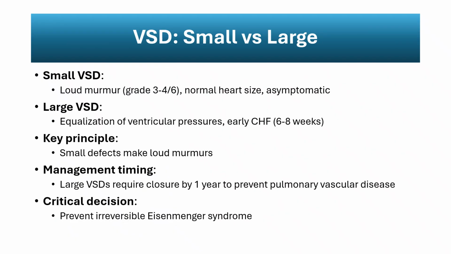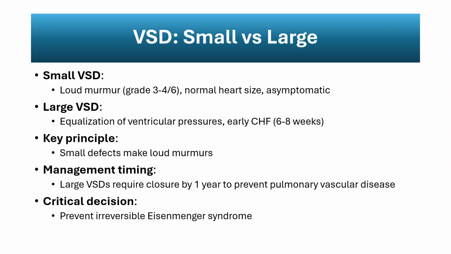Small and large ventricular septal defects behave very differently, and knowing the distinction is critical. A small VSD produces a loud, harsh murmur, often grade 3 or 4 out of 6, because of the high-velocity jet of blood through a narrow opening. Despite the striking sound, heart size remains normal and the infant is usually asymptomatic.